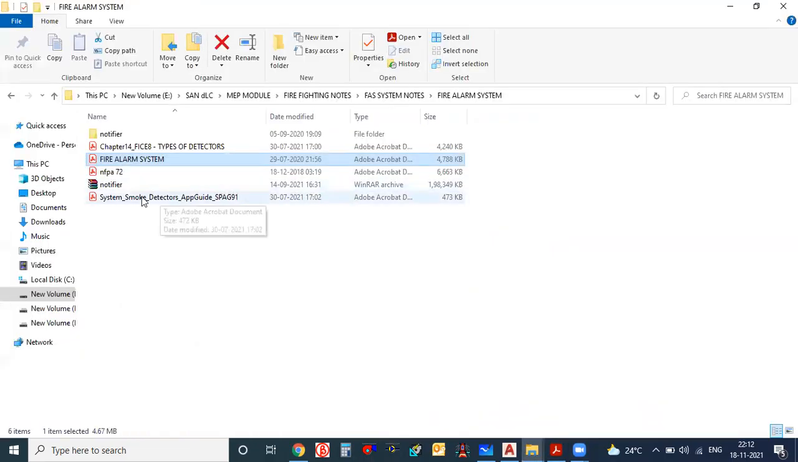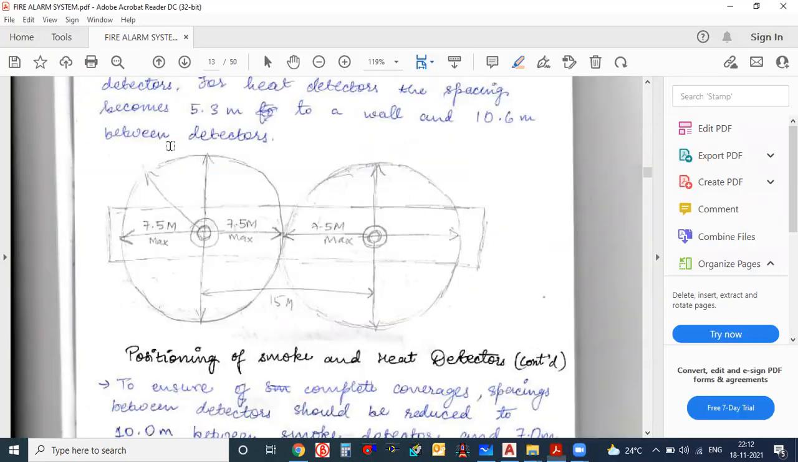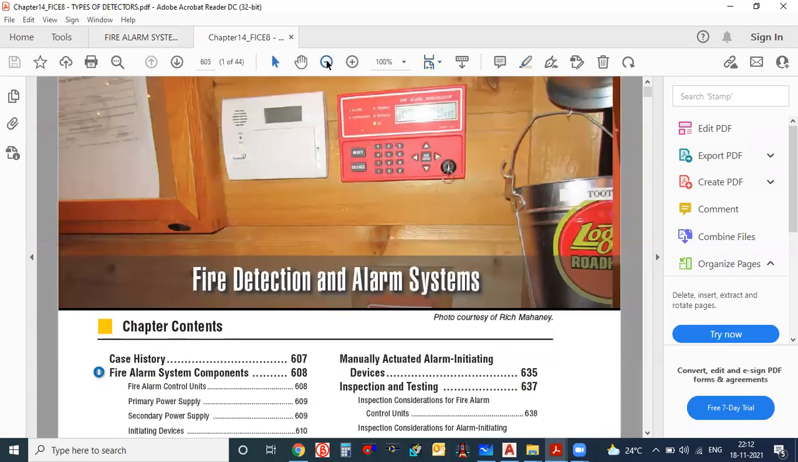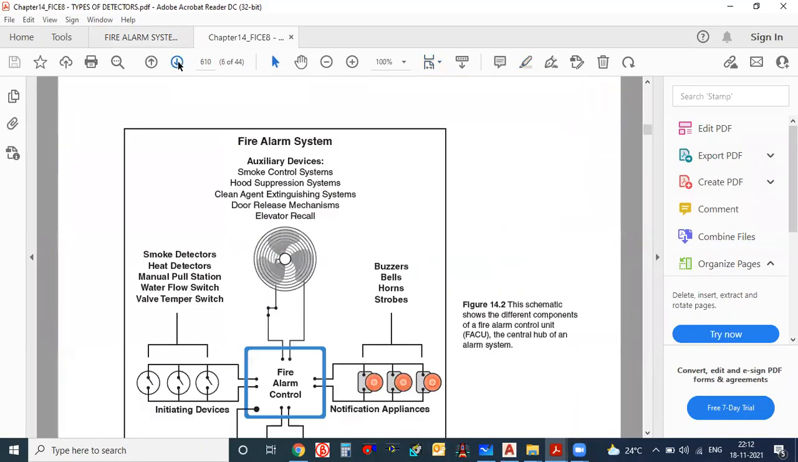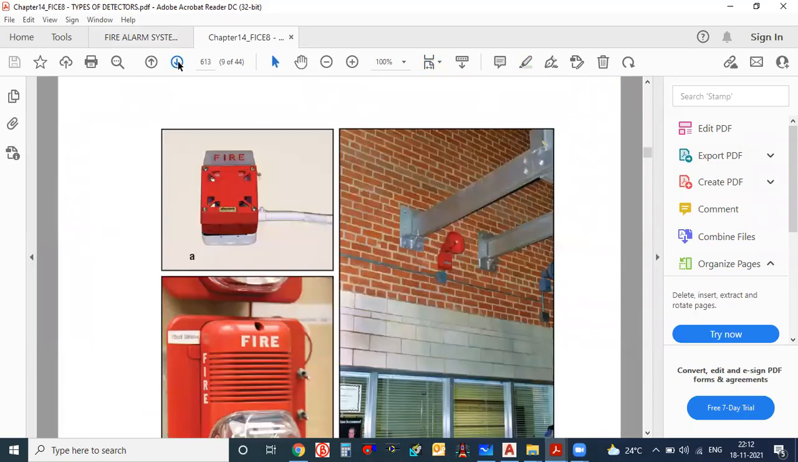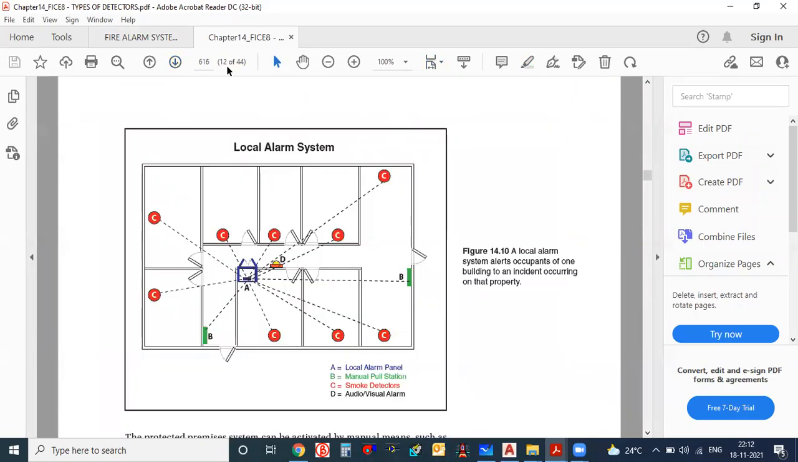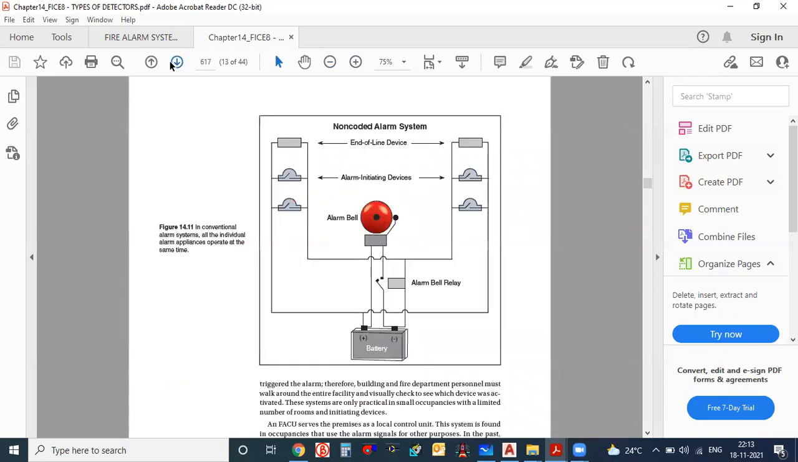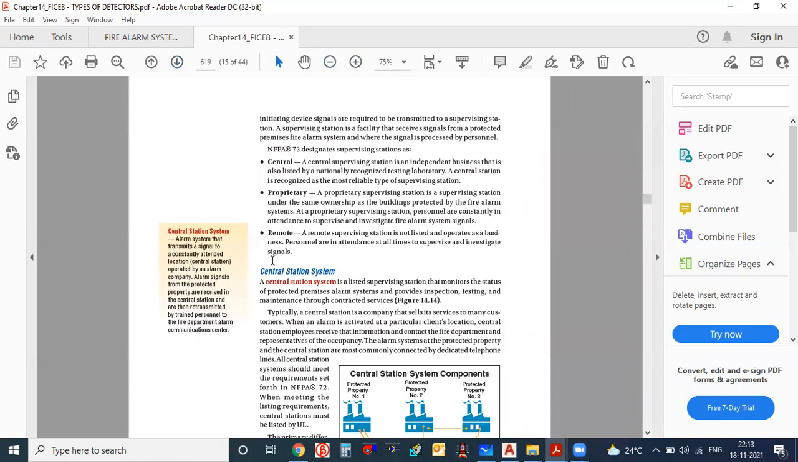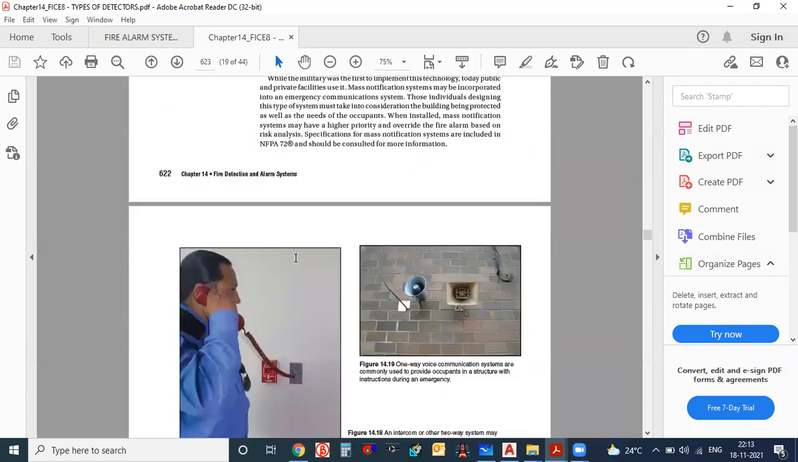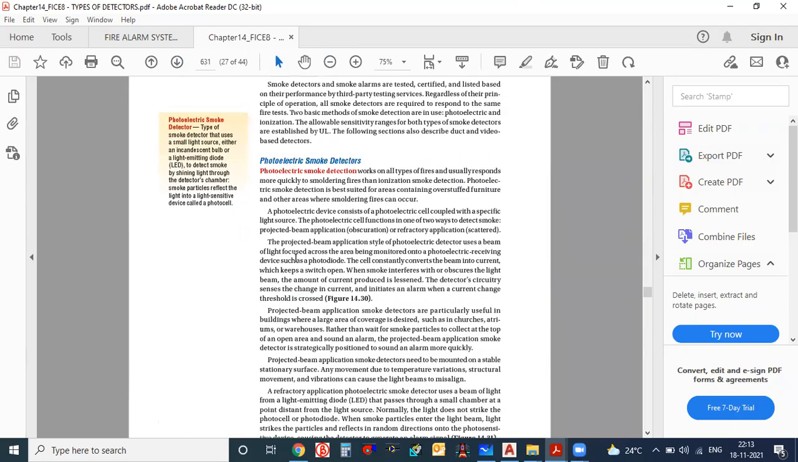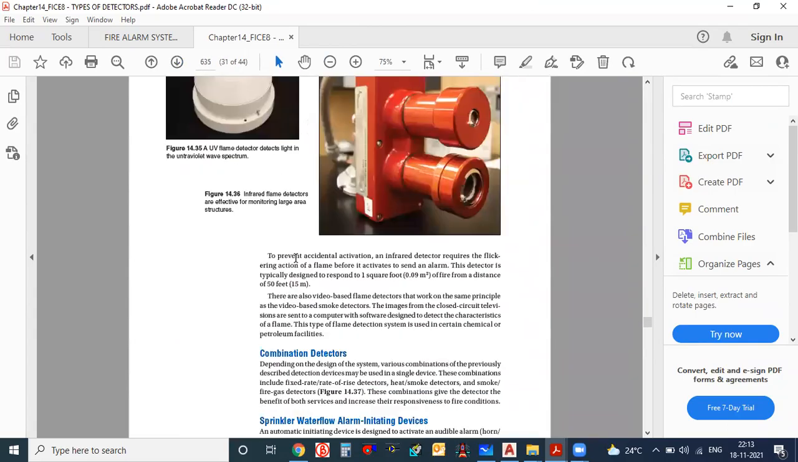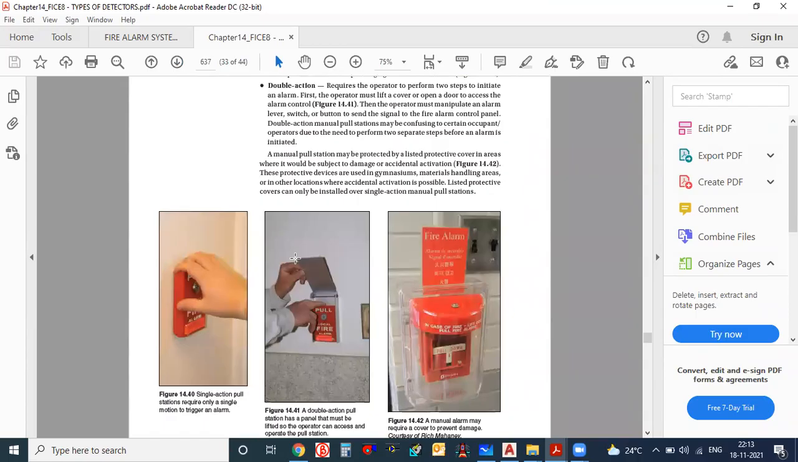See, there is one more document also. I will share it here. You see there are different types of detectors given here. So you can go through this document also. They have given images of the detectors. This document will be helpful for you. Here they have given the fire alarm control panels, and some detectors also with proper images: smoke detector, heat detector, or multi-detectors also.